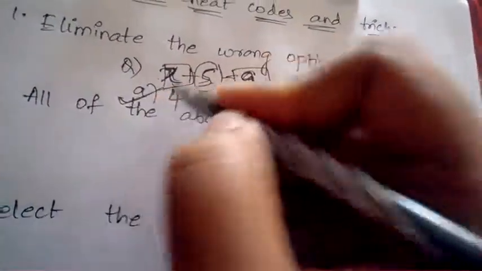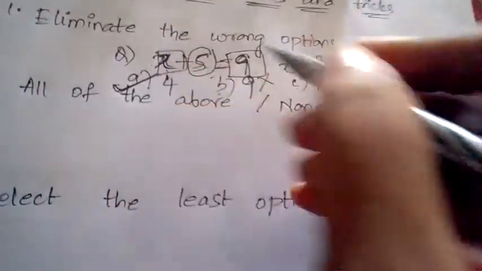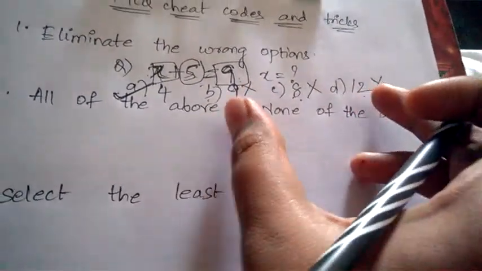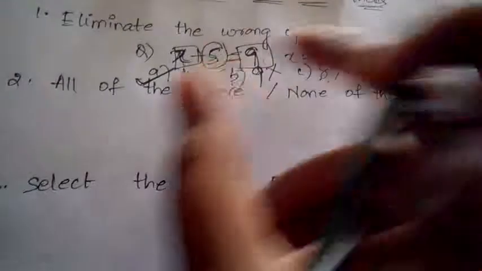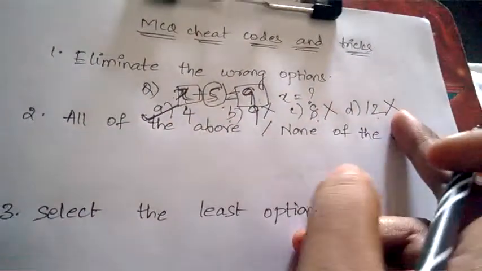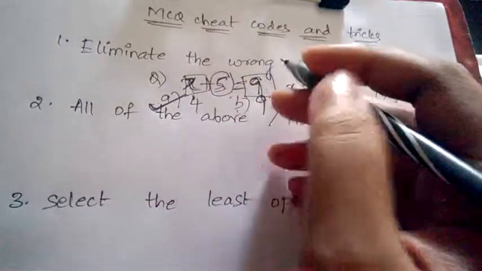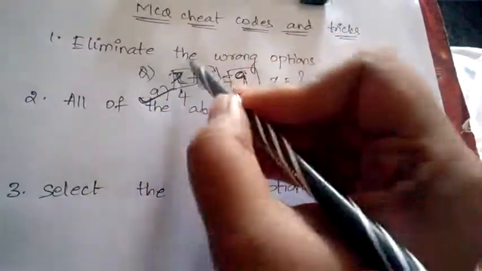Then go for the remaining option. This is called the elimination method, okay? Once we are sure that these options are wrong, then we can easily eliminate them and tick mark the left out option. This is called the elimination method, okay?